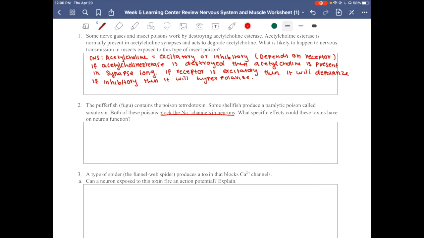Yeah, I see a response that says won't, and that's the right answer. So we need the sodium channels to be open in order for the cell to generate an action potential. So if these toxins block that, then the axon will be unable to generate an action potential. Great job.